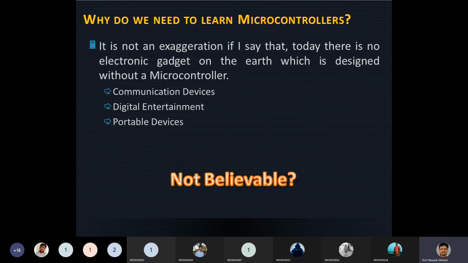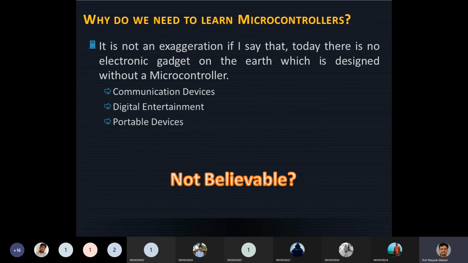Any device, we want the device to be as smart as possible. Nowadays you will find that we can have control over all the gadgets of our home at our fingertips or on a mobile. Why is it possible? It is only possible because of the existence of a microcontroller. It is not an exaggeration to say that there is no gadget without a microcontroller.